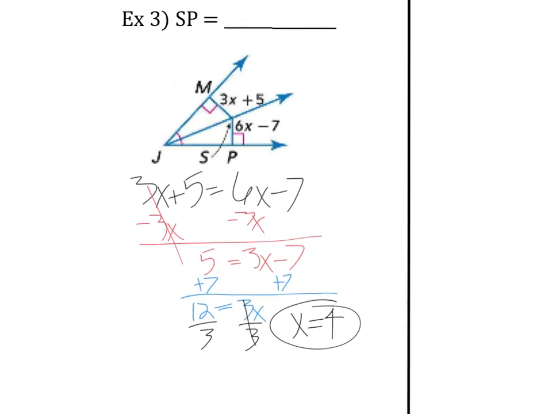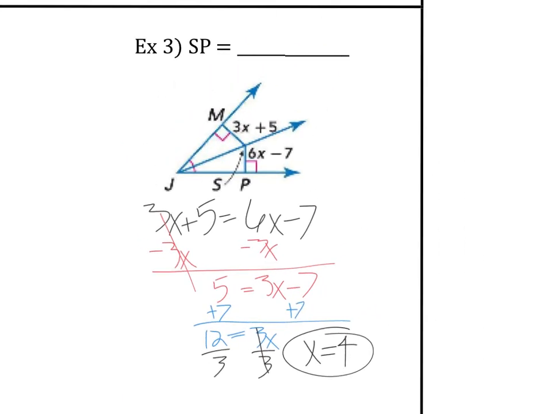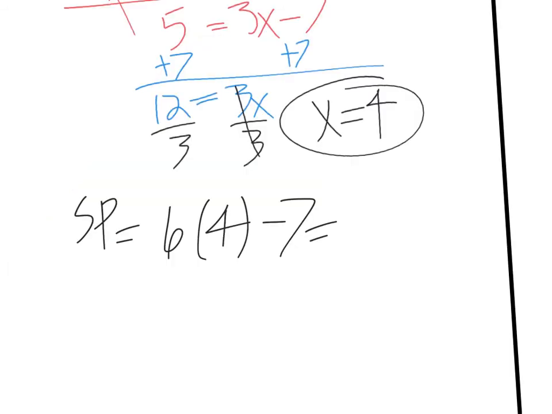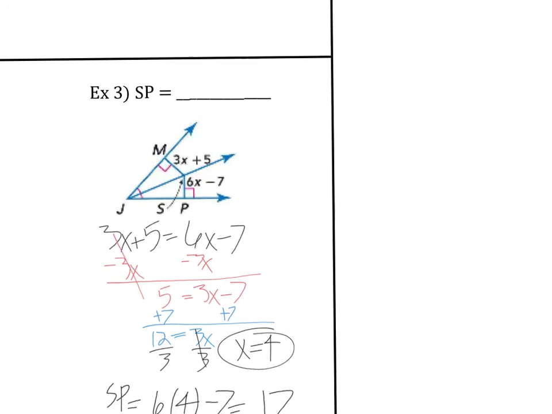So the question was asking us for SP, so I'm going to go ahead and plug in 4 for x into 6x minus 7. And remember, you should get the same answer if you were to plug it into the other one. So plugging it into 6x minus 7, 6 times 4 is 24. 24 minus 7 is 17. So that's what SP is going to equal.